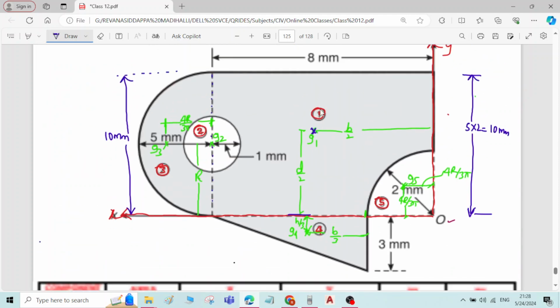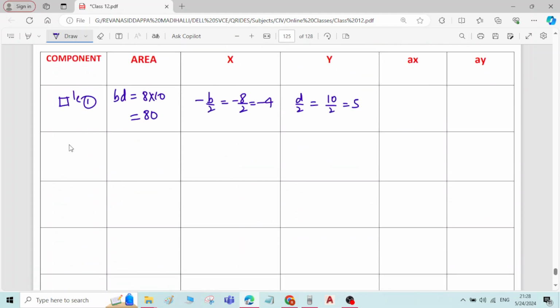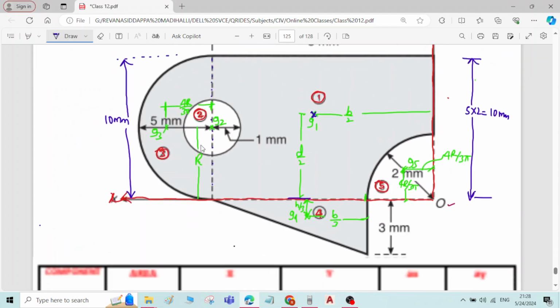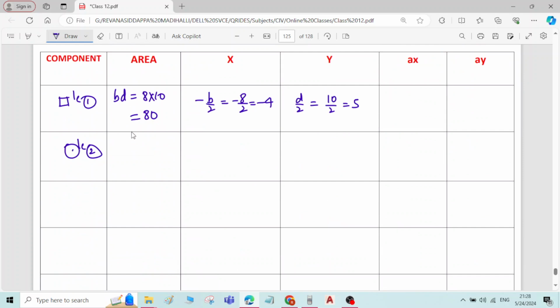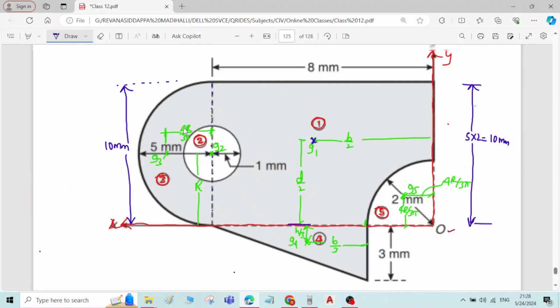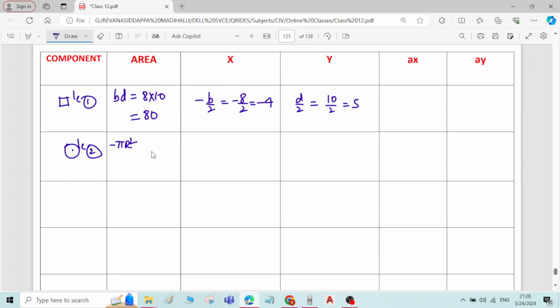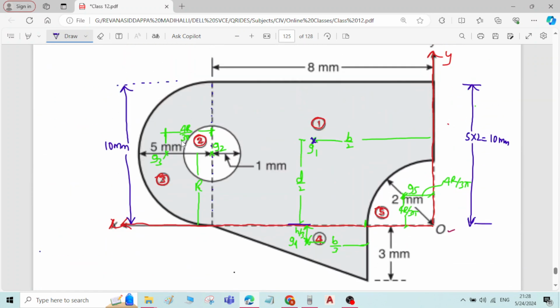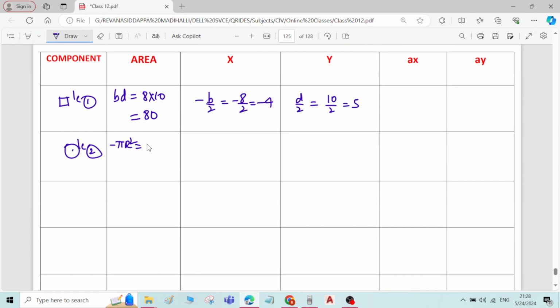Now we'll go for the second component, the circle. For the circle, the formula for area is minus pi r square, minus because it is an unshaded portion, and we have to take a negative sign for the unshaded portion. Here the radius is given as 1 millimeter in the figure. Minus pi into 1 square. The answer will be minus 3.142 millimeter square.